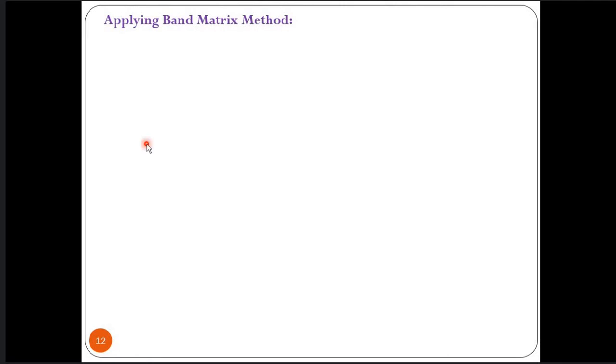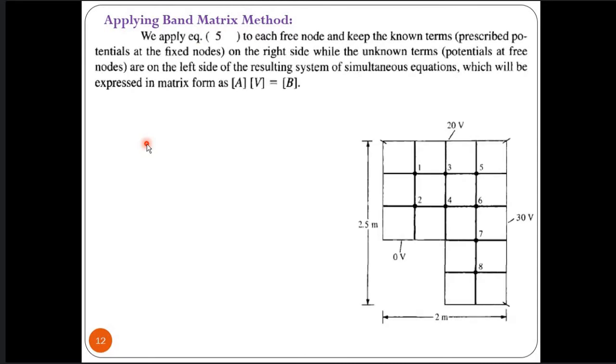Then we have to consider the band matrix method for the same problem. That means the same problem we can solve with the help of the iteration method, or we can apply the band matrix method to solve the set of linear algebraic equations. The same problem is considered. This is the solution boundary. On the solution boundary, the potentials are known: 20 volt along this boundary, 30 volt along this boundary, and 0 volt throughout this particular boundary.